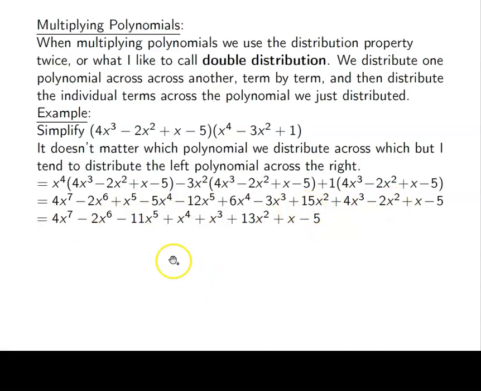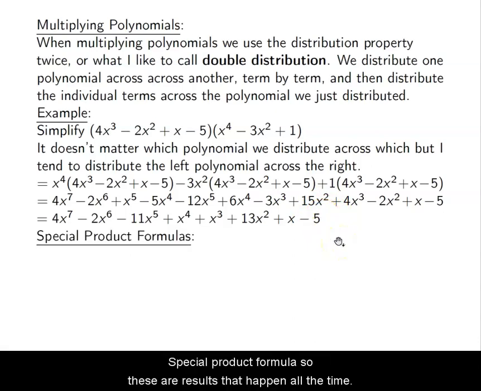Notice also, again, that since n equals 7, there are actually 8 terms, right? Let's start here. There's 1, 2, 3, 4, 5, 6, 7, plus the constant term, which means that there are 8 terms.